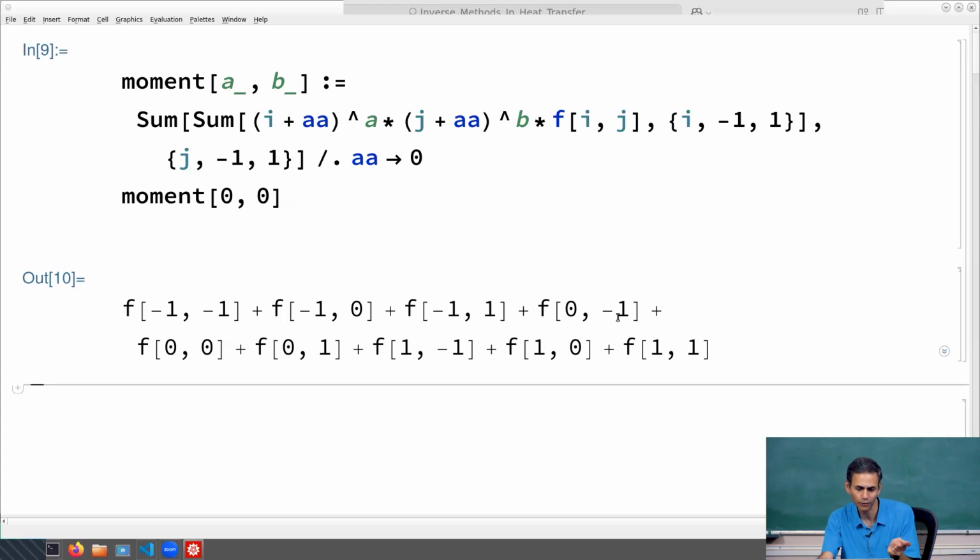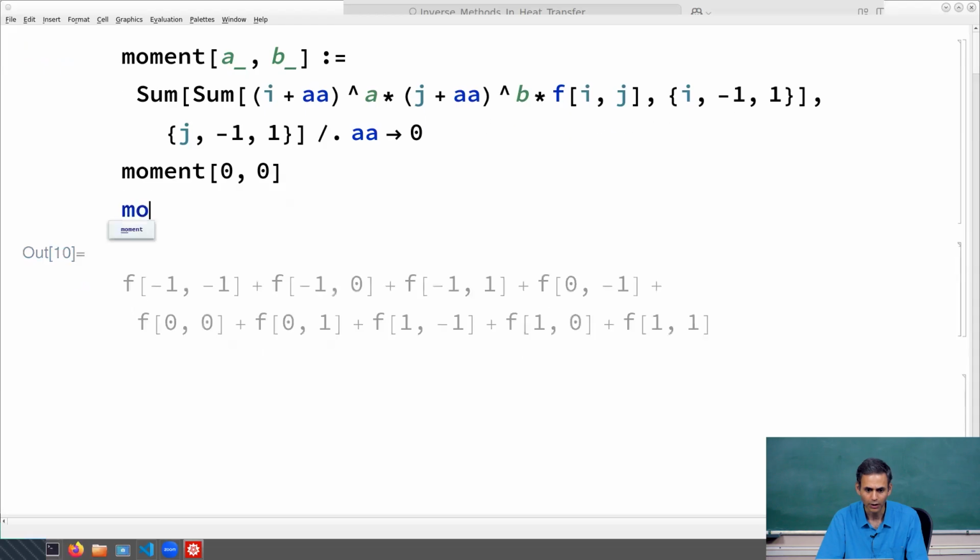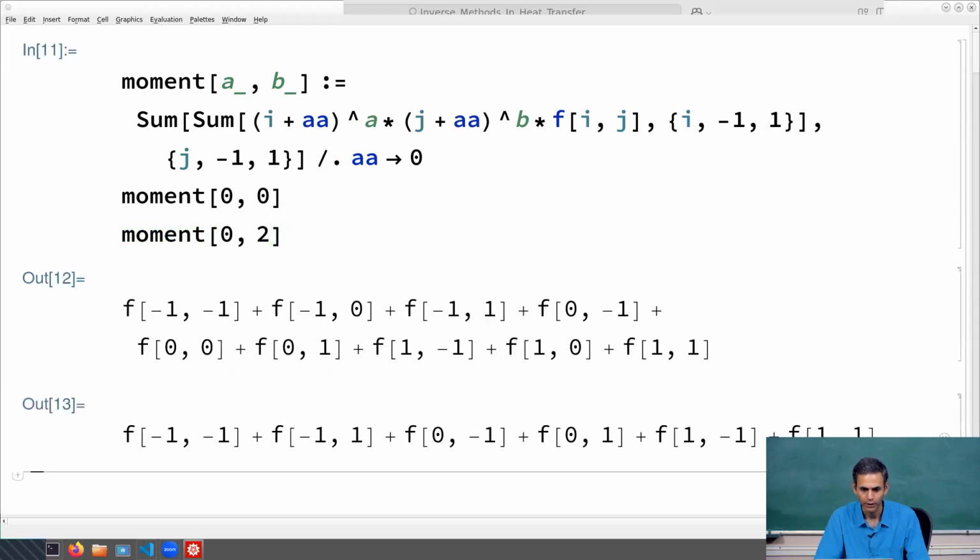Similarly, whatever is the value of I and j, your a, b will always make it positive. And then you get the sum of all the distribution functions, that is your density that you have learned, which is M00, correct? So similarly, we can now of course generate all other possible moments in terms of the distribution function. So I could write moment 0, 2, that is basically giving me this sum of the distribution functions, right?